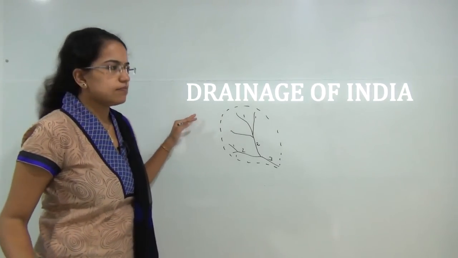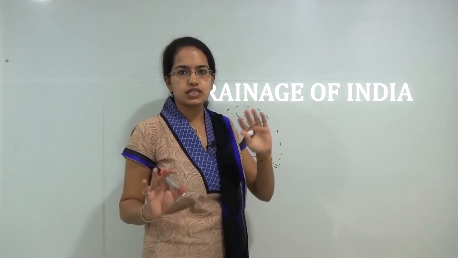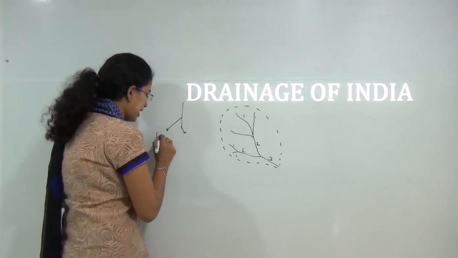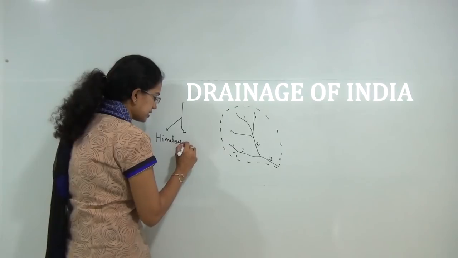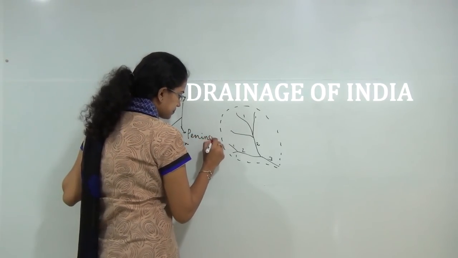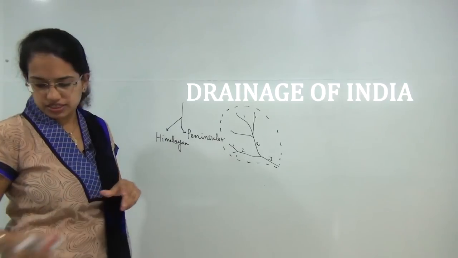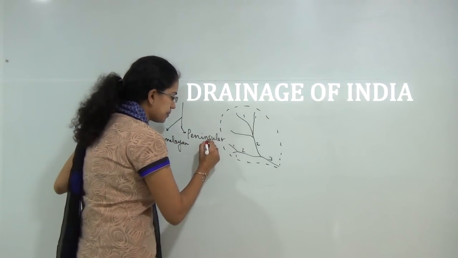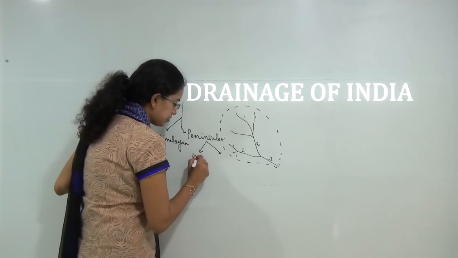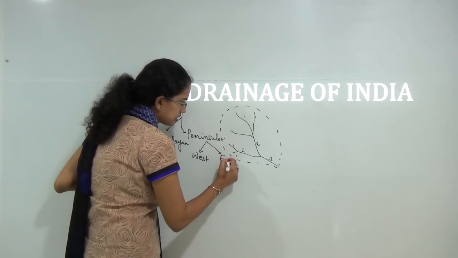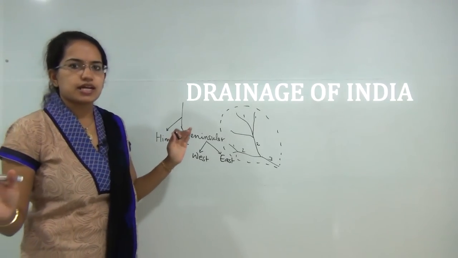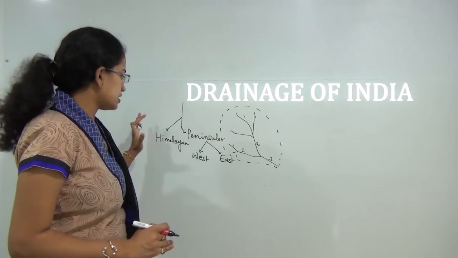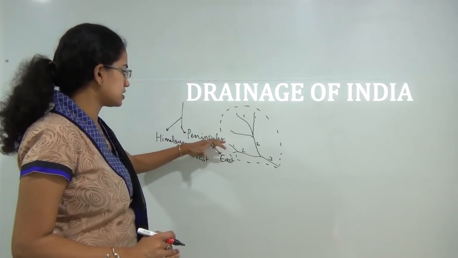Now, in case of India, we would be understanding the drainage system in very simple terms. We can demarcate the drainage system into two parts: the Himalayan rivers and the peninsular rivers. That's the first classification that we'll start with. Later on, the peninsular rivers can be further subdivided into the rivers draining into the west and the rivers draining into the east. So, we'll be understanding all the river systems today based on this simple classification, dividing the drainage system as Himalayan drainage system and peninsular drainage system.